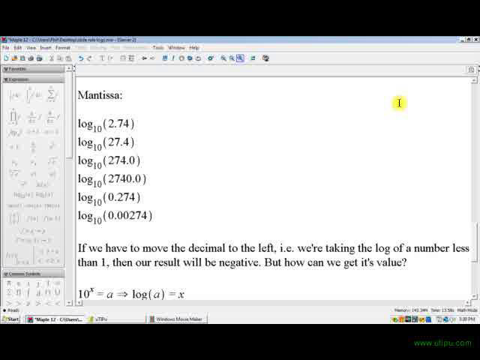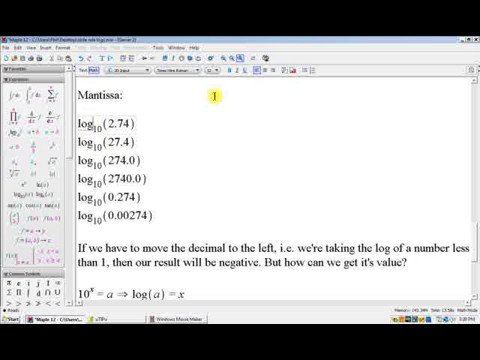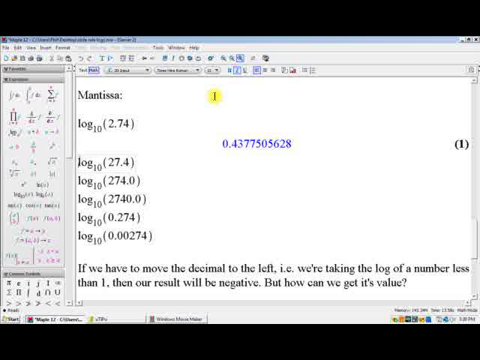As I was saying before, part of the reason we use base 10, and base 10 shows up on slide rules, is because it's very easy to do calculations with it. What we have when we do a base 10 logarithm is two parts. One part is out front, which I'll talk about in just a moment, and the other part is what we call the mantissa. If we evaluate log base 10 of 2.74, let's go ahead and do that, we get this number. This part to the right of the decimal is what we call the mantissa.